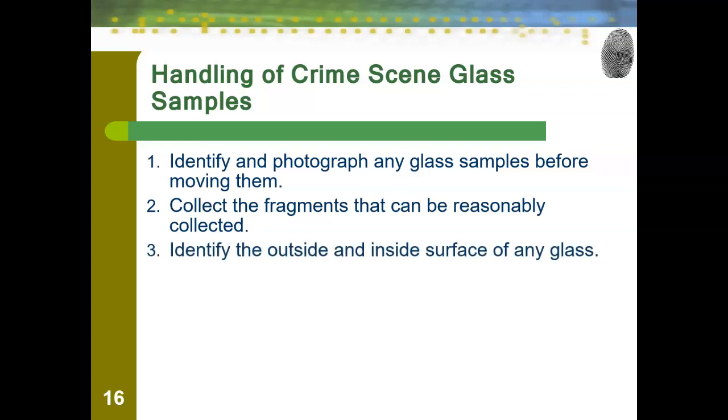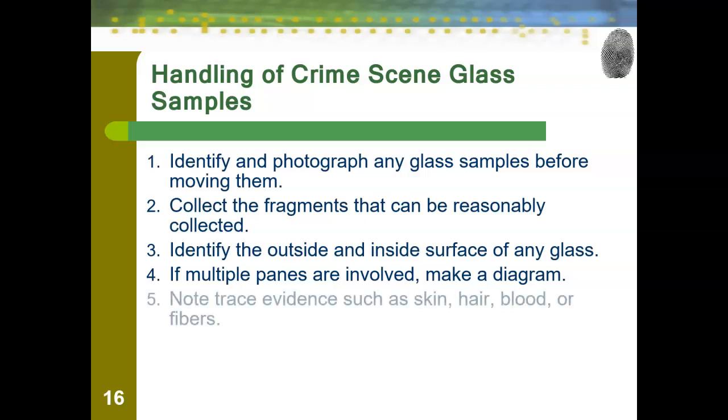We want to identify the outside and inside surface of any glass if at all possible. This is particularly true if we have a window that is still partially maintained and we want to take that window with us. We want to mark what was the outside and what was the inside. If multiple panes are involved, we want to make a diagram. We don't just want to have bags of glass evidence and no clue where they came from. If we have multiple broken windows, we want to have diagrams locating each of those.